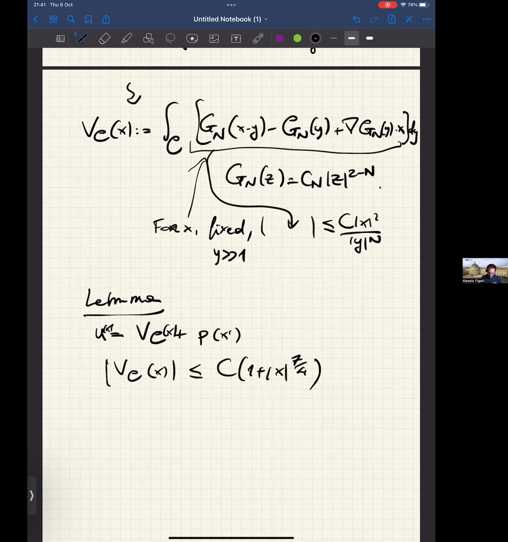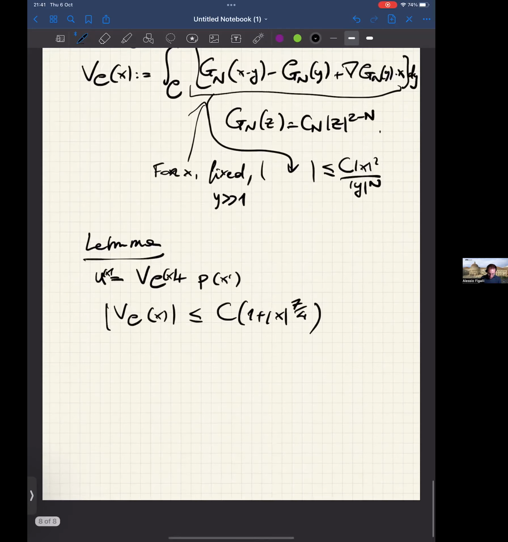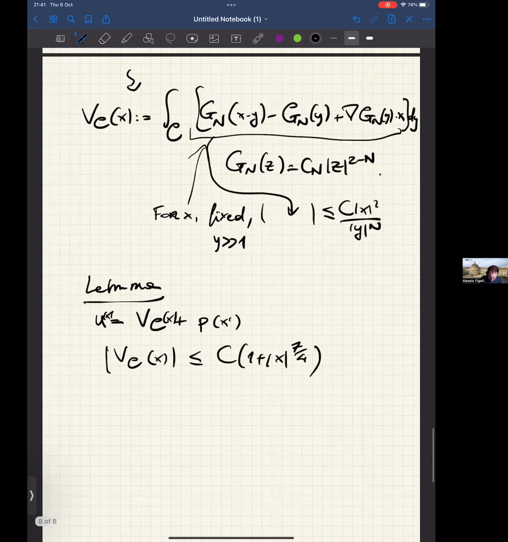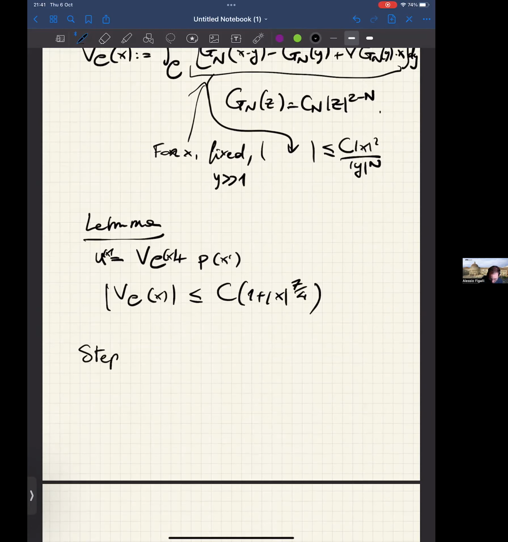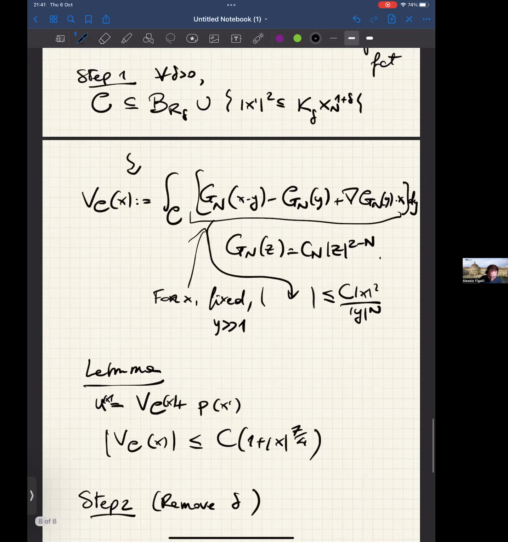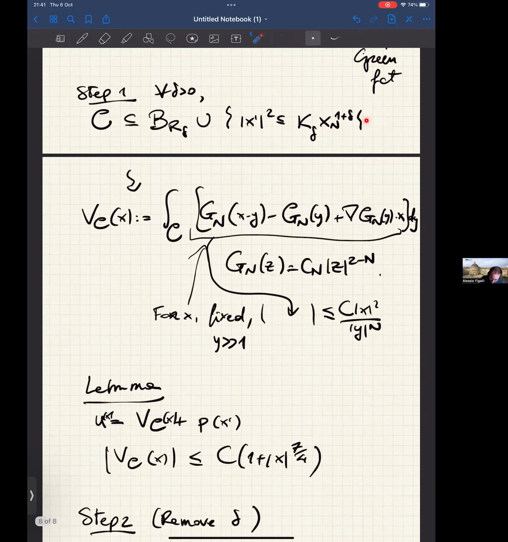Okay. And now from this, what you would like to do is to improve this first. So the next step, step 2, will be to remove the delta. So I told you that you have this inclusion with a delta. And now the question is, can I really prove that my contact set is contained in a parabola, not without a 1 plus delta error, right? So asymptotically, there is a parabola that contains my contact set.